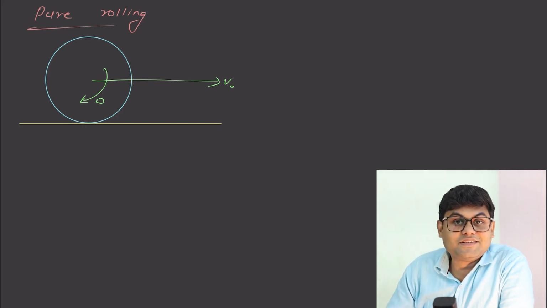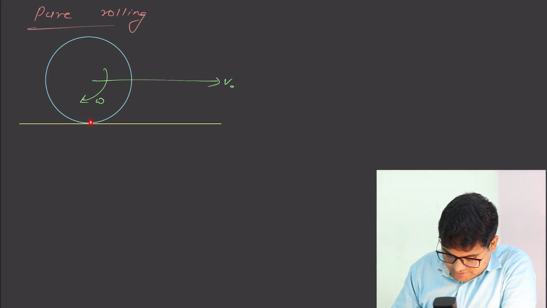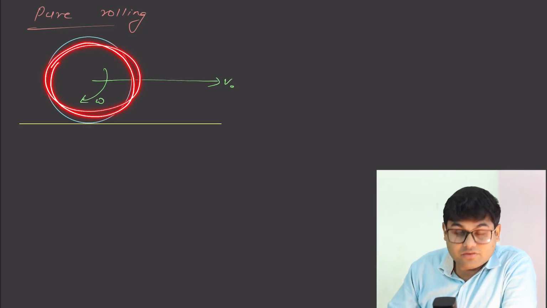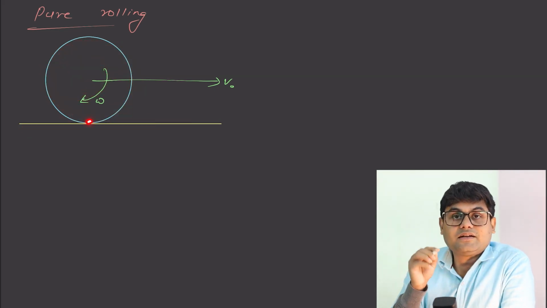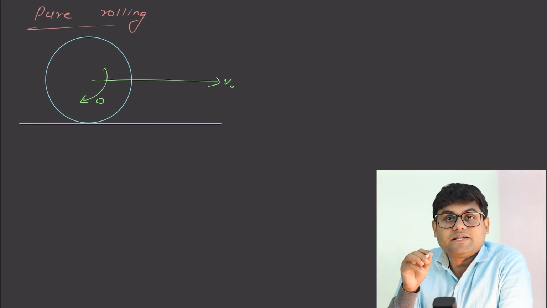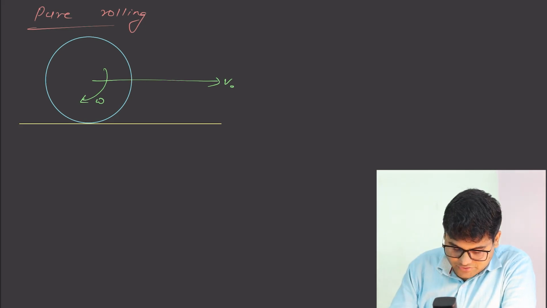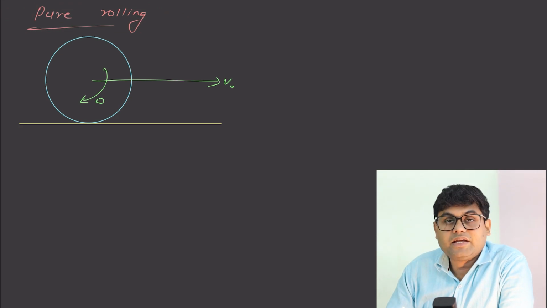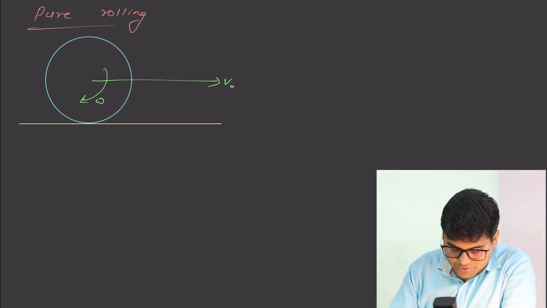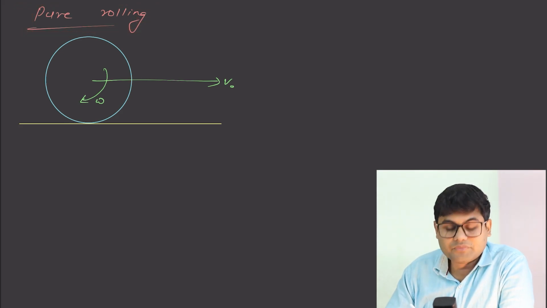No relative motion means that the relative velocity between these 2 points, the point on the body which is in contact with this surface, and the surface, should be zero. Basically there should be no relative motion. If there is relative motion, that will not be pure rolling, that will be the sliding case. Okay, here we are going to focus only on the pure rolling case, when the body is doing pure rolling.